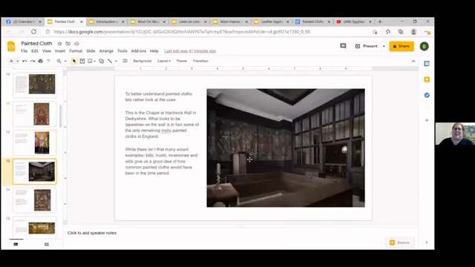Okay, so painted cloths. Let's look at some of the uses for painted cloths. A lot of the time that we hear about painted cloths, the first use that everybody talks about is as wall hangings.